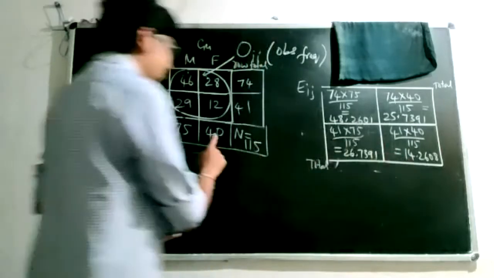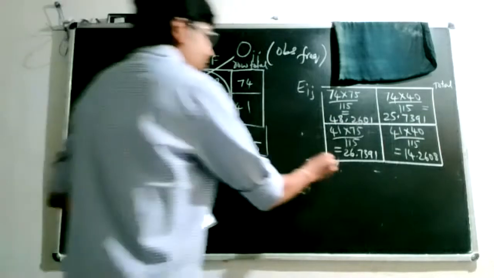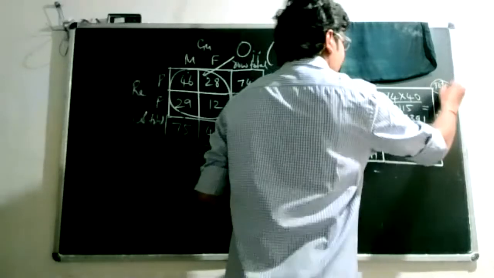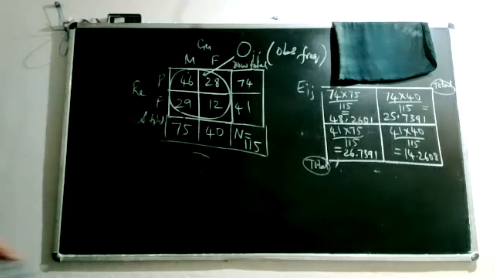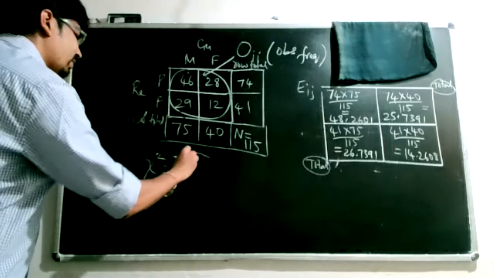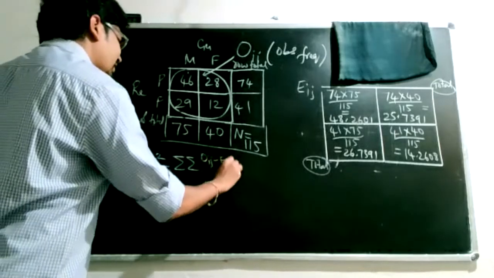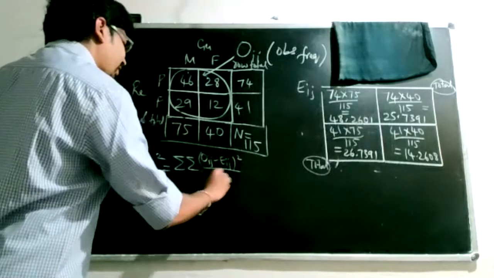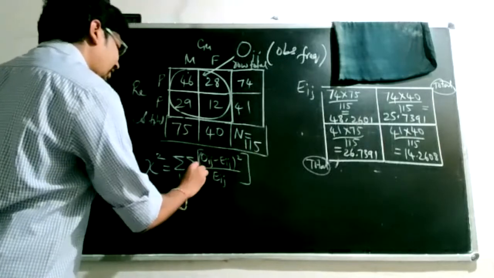25.7 plus 14.2 gives you 40. So please check that you are getting the same row totals and column totals to make sure whether your EIJs are correct. Now, after computing your EIJs, just obtain the chi-square value. Chi-square is given by double summation OIJ minus EIJ whole square by EIJ, computed for all values across row and column.